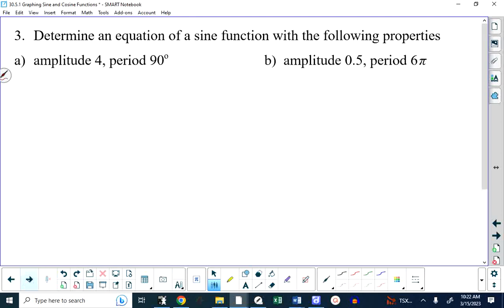Determine an equation of a sine function where the amplitude is 4 and the period is 90 degrees. Okay. So y equals 4 sine is going to be the start, obviously. I hope you would agree, because the amplitude is 4. Could I put -4 instead? Sure. That's why it says a sine function. There might be more than one.